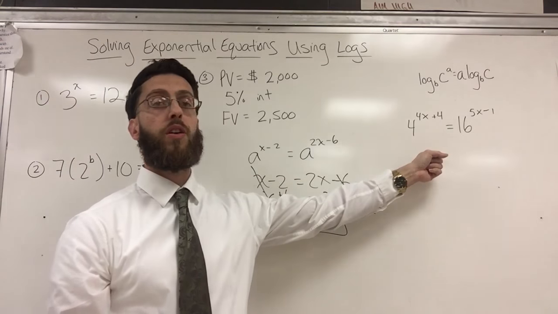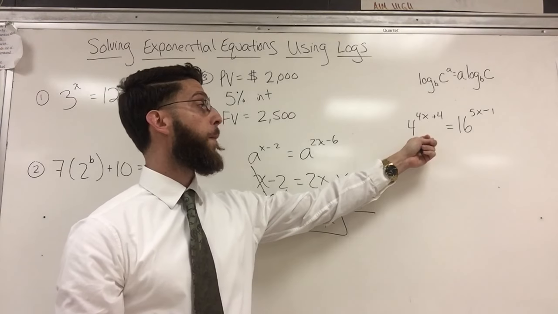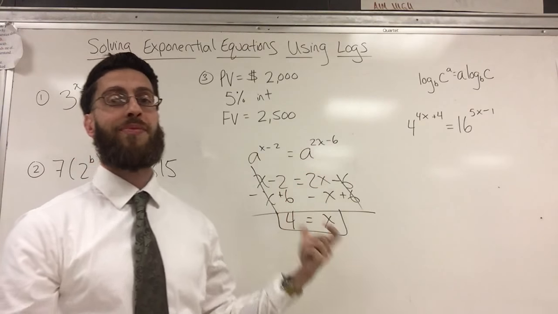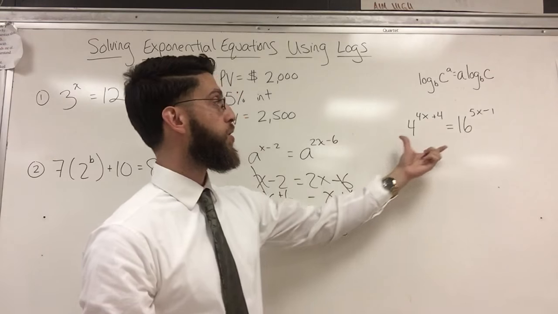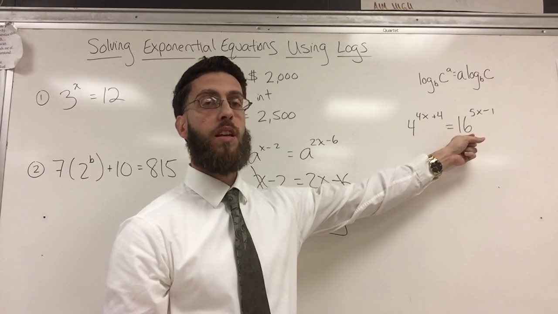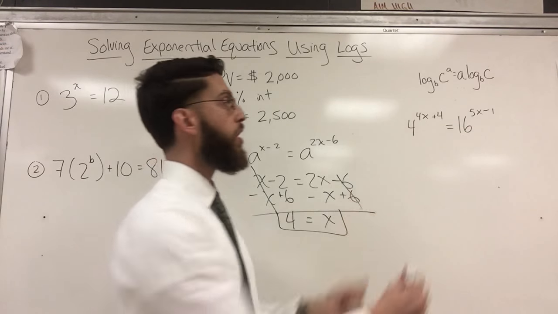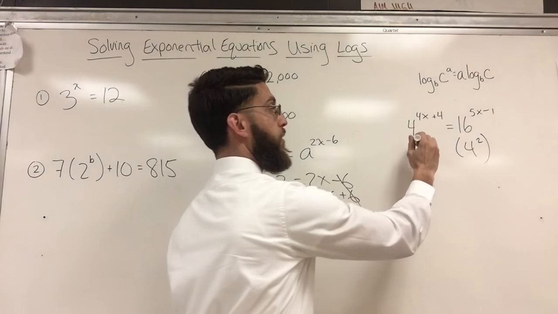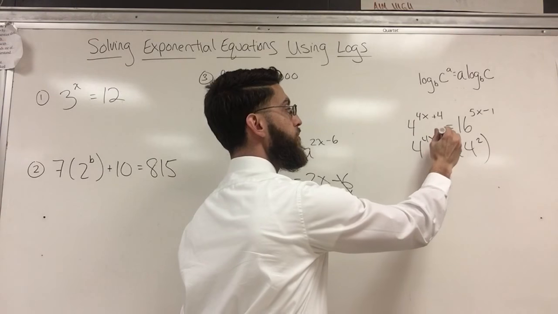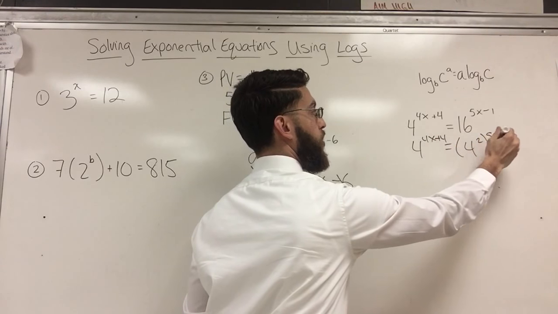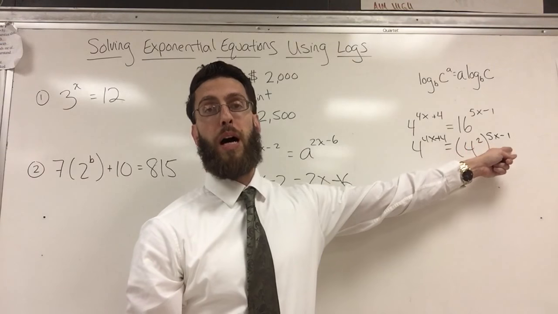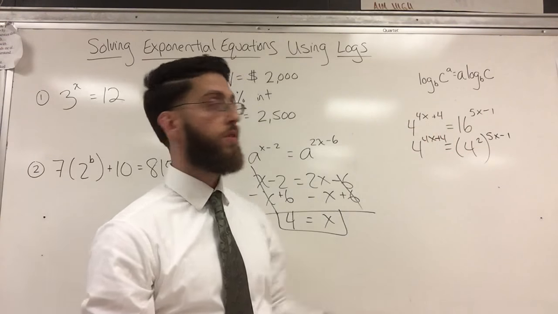Now, let's look over here. Again, it's an exponential, but if you can make the bases look the same, like here the bases were the same, then I don't even need to worry about logarithms. So, can I rewrite 16 as something with a base of 4? I sure can. 16 is really 4 squared. Everything else drops down, 5x minus 1 over here. And if you remember, a power to a power means you multiply those exponents.